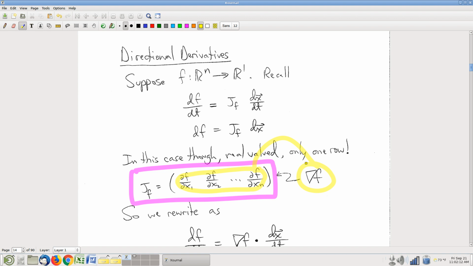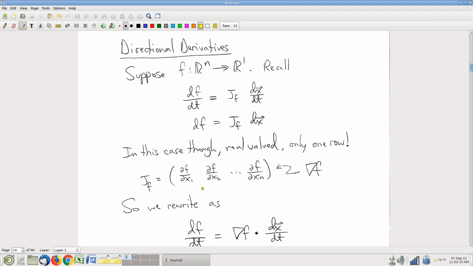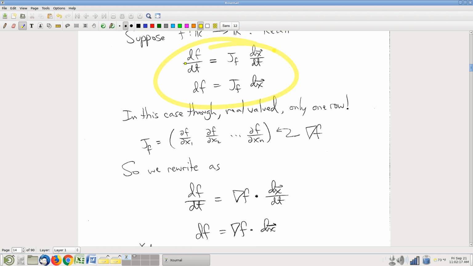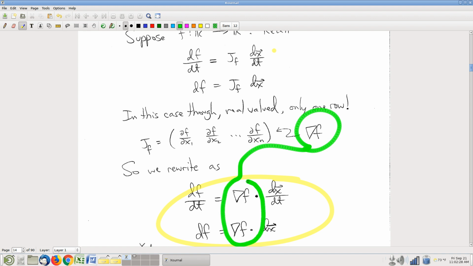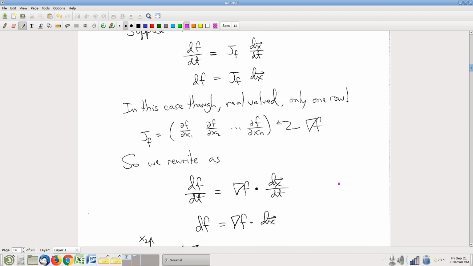Okay. And remember, in that context, we rewrote these equations, or sort of the precursor to these equations, by rewriting that special case like this. So notice then, dot product with the gradient is sort of the real valued version of multiplication by the Jacobian matrix. So this is just an observation of how our general equation changes in the special case of a real valued function. Okay, so we're going to be looking at these equations here.